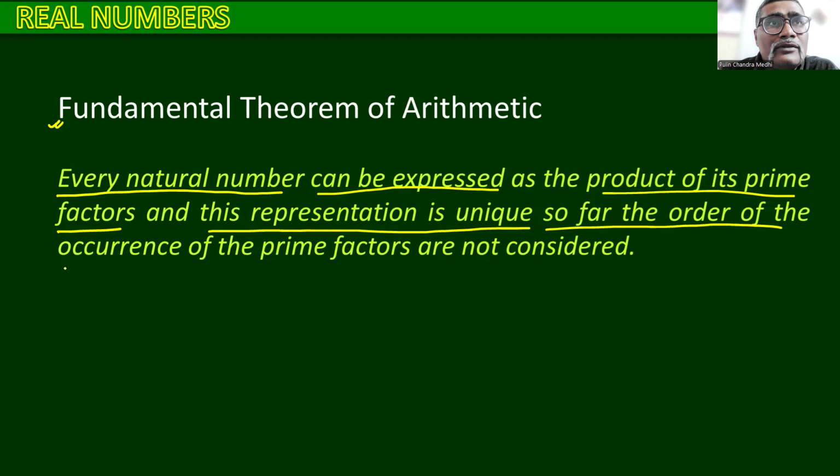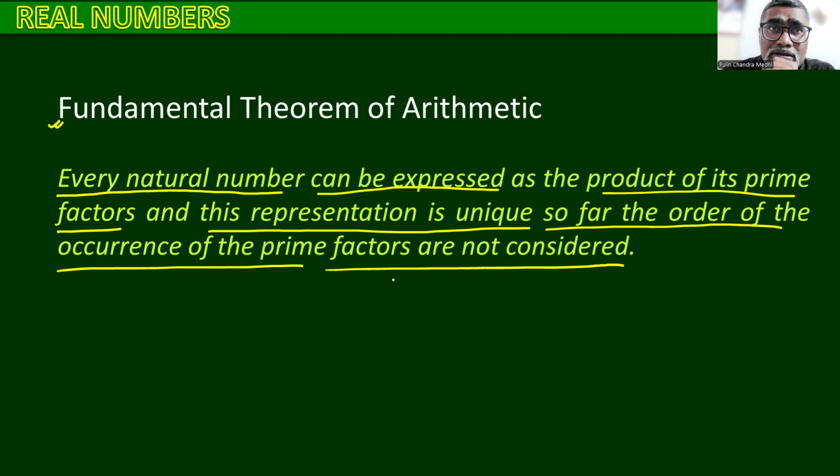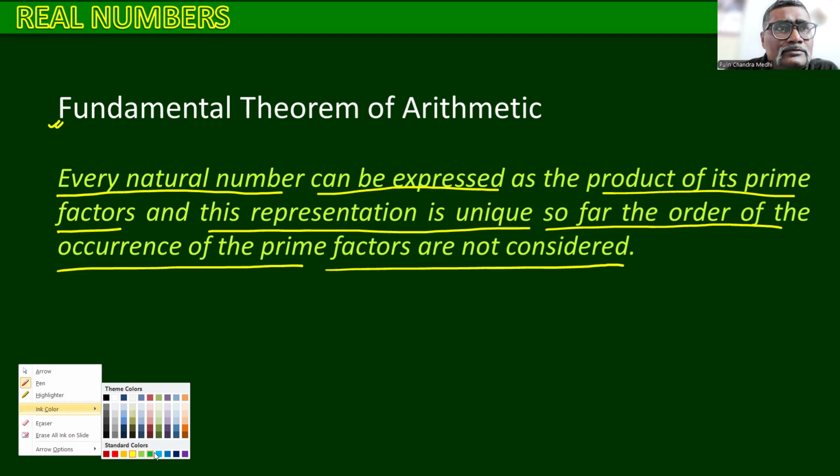So far, the order of occurrence of the prime factors is not considered. I could have changed the statement also. So far, the order of occurrence of the prime factors is not a concern. That could have been a better statement as well. No problem. So what does it mean? I'll take a small example and then explain it quickly. Please see what exactly they are trying to tell you.